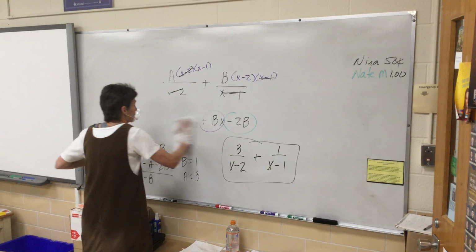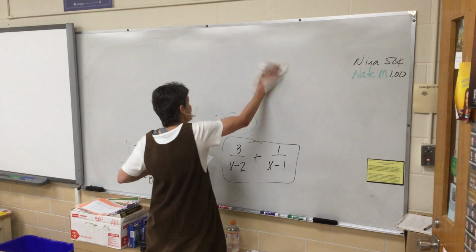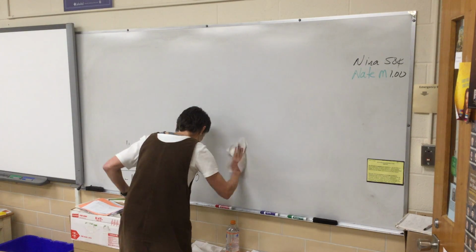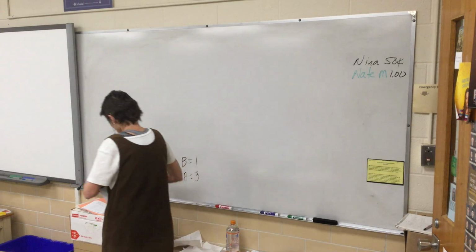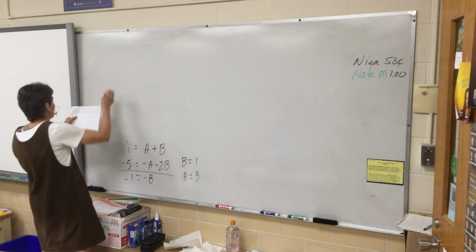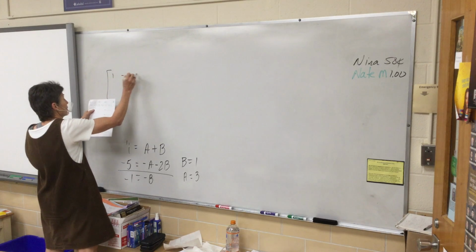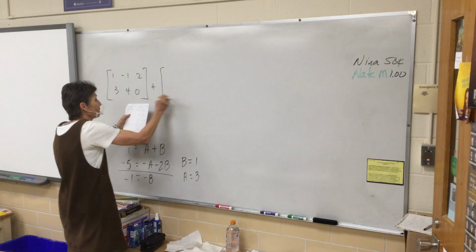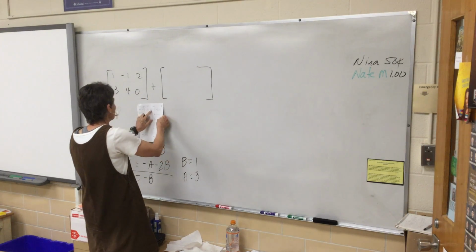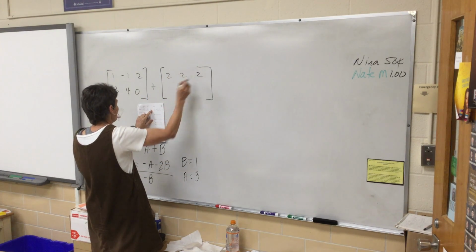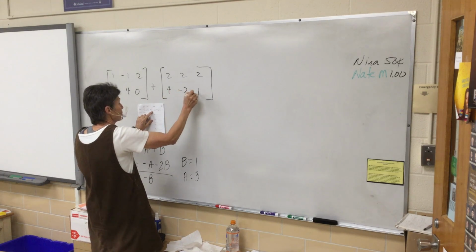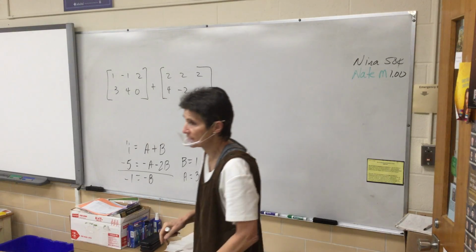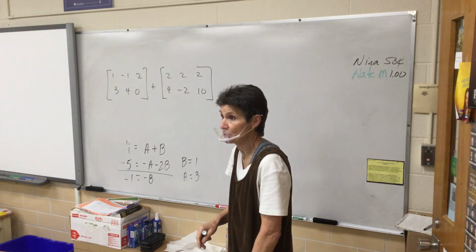So, we'll just take A and add 2B. So, 1, negative 1, 2, 3, 4, 0, plus, now I'm going to do 2 times B. So 2 times B is going to be 2, 2, 2, 4, negative 2, 10. Because when we take 2 times a matrix, that just means multiply everything in it by 2.